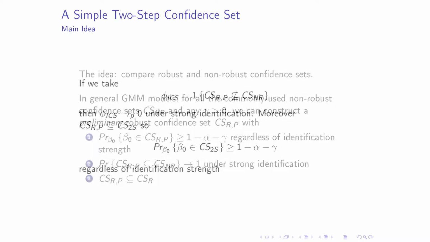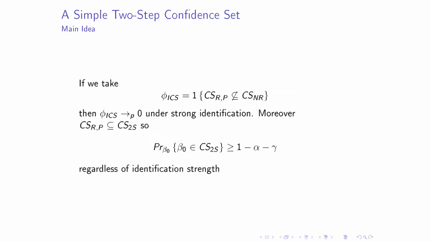If we then take the identification statistic to be an indicator for the preliminary confidence set not being contained in the non-robust one, so we conclude that identification is strong if the preliminary is contained in the non-robust, and otherwise conclude identification is weak, then we can see that under the usual asymptotics, this identification statistic converges in probability to 0. So if the model is well identified, under the usual asymptotics, we'll always conclude that. Moreover, the preliminary confidence set is always contained in the two-step.